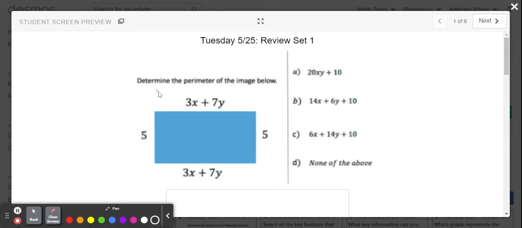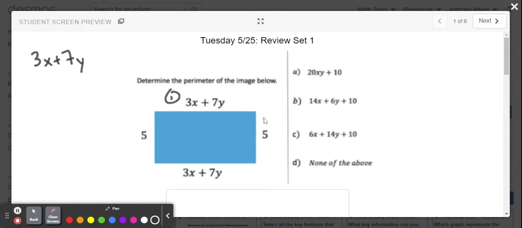It says to determine the perimeter of the image below. So remember that perimeter is all the sides added up together. 1, 2, 3, 4 sides of a rectangle. So what we're going to do is add all those sides together. And so we have 3x plus 7y. That's the first side right here.